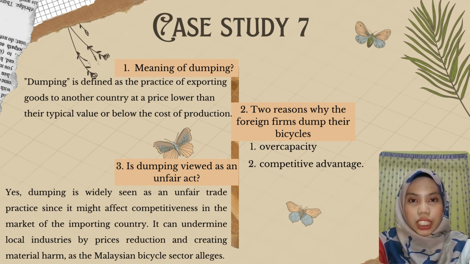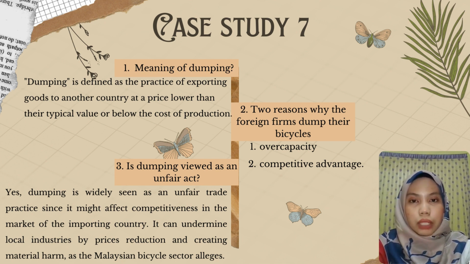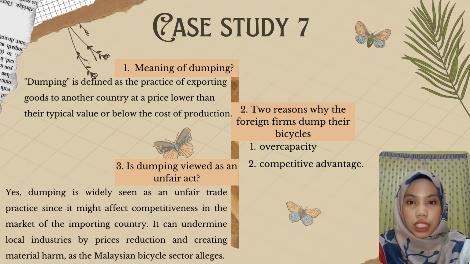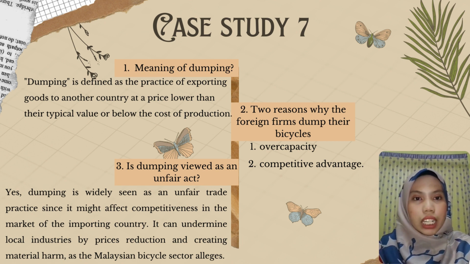Next, question 2 is 2 reasons why the foreign firms dump their bicycles in Malaysia. It's because of overcapacity and competitive advantage. Foreign enterprises may dump if they have extra manufacturing capacity and need to dispose of surplus goods. Next, foreign producers may strive to gain competitive advantage in the export market by offering lower prices, which are frequently subsidized by their government.